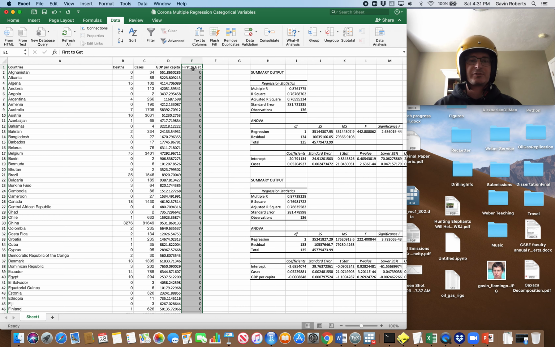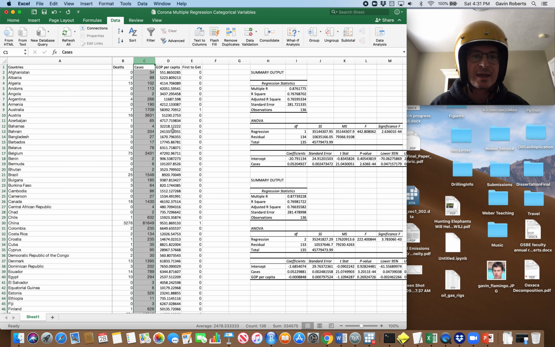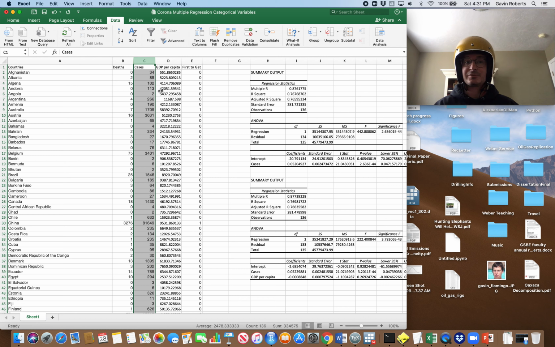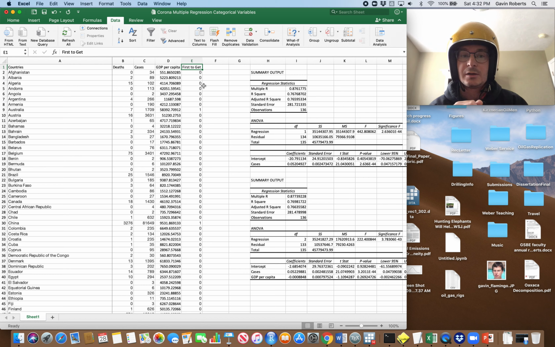So let's take a look at just what the definition of this variable is. Today we're going to actually use cases as our main dependent variable, because we already analyzed number of deaths last time. So cases is our dependent variable of interest: what causes cases? And we'll look at GDP per capita again to see if that influences cases in any way. But the main reason for this lesson is implementing a categorical independent variable in Excel.